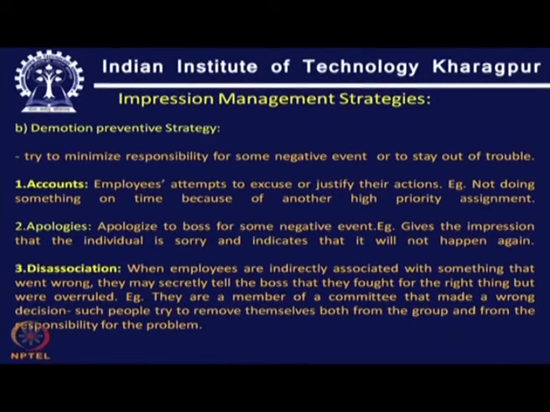When you are talking of demotion preventive strategy, what we try to do is minimize the responsibility for some negative effect, or stay out of trouble. First is accounts, where employees attempt to excuse or justify their actions, for example, they were not able to do something in time because another very high priority assignment was there. Next is apologies, where they apologize to the boss for some negative events, give the impression that the individual is really sorry about it, and indicate that it is not going to happen again.